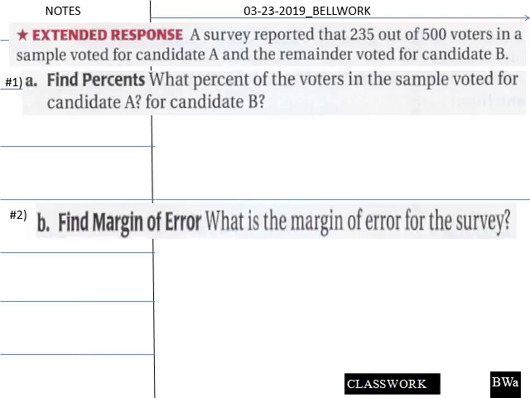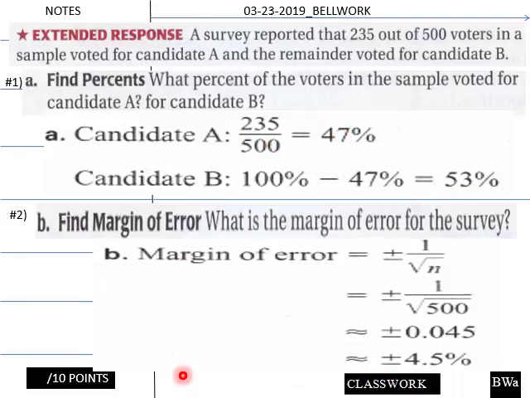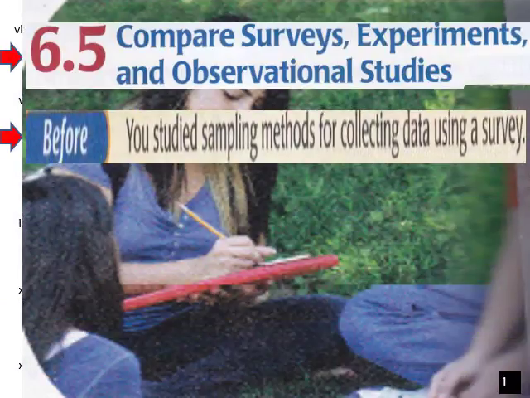Okay, welcome back. Your solutions for the bell work are candidate A is 47%, candidate B would be 53%, and then margin of error. Here's your formula for margin of error. We plug that in. We have a 4.5% margin of error. Okay, compare surveys, experiments, and observational studies.